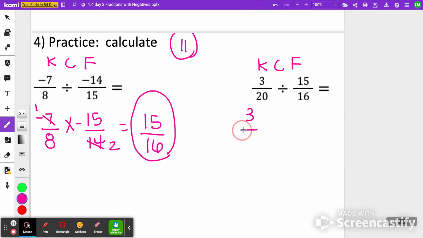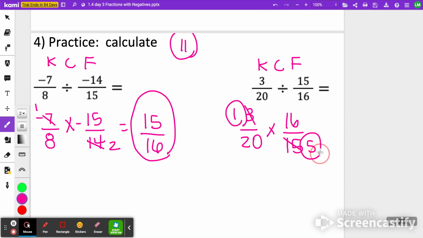Keep, change, flip here, 3/20 times 16 over 15. As I flipped that, again, I want to reduce here. 3 divided by 3 is 1. 15 divided by 3 is 5. Then I can do 16 and 20, both divided by 4. 16 divided by 4 is 4. 20 divided by 4 is 5. 1 times 4 on the top is 4. 5 times 5 on the bottom is 25. So my final answer should be 4/25.